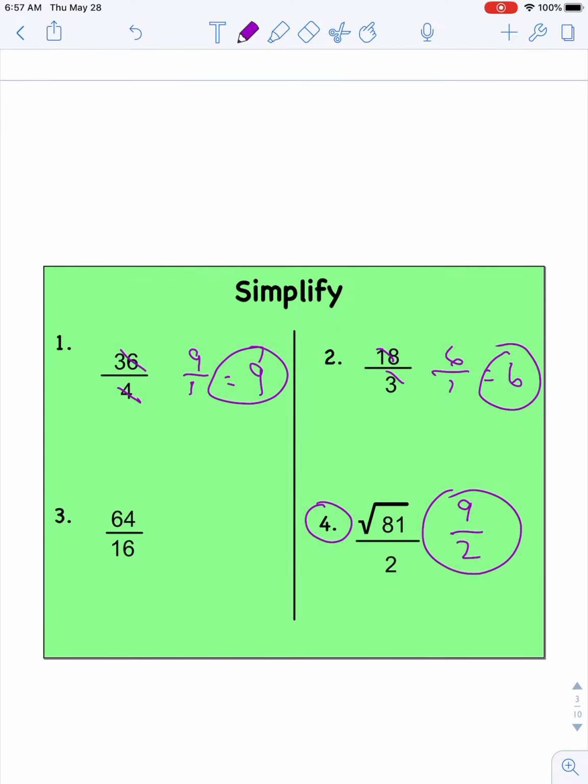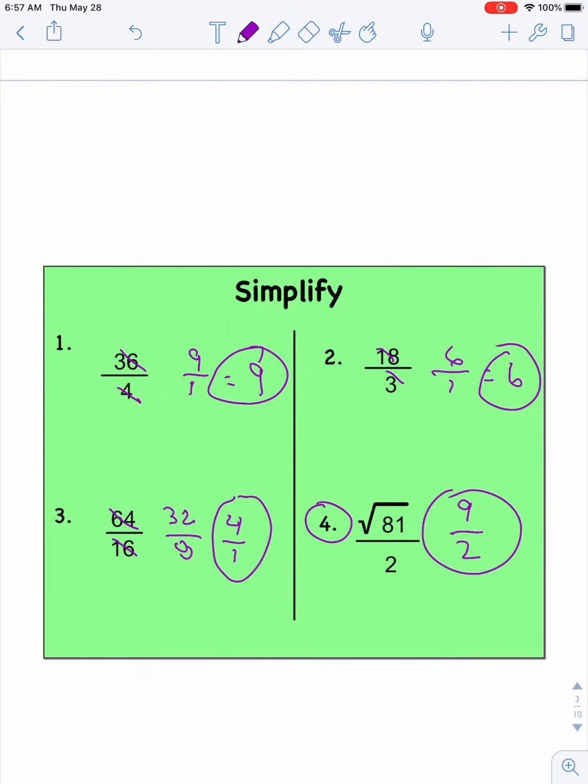And you might not realize this, but you can cut these in half. This would be 32, and this would be 8. And then you can see that 8 goes into 32, so this becomes 4 over 1. So sometimes you have to reduce, and sometimes you have to simplify more than once.